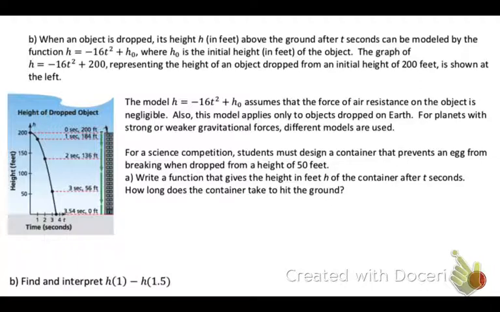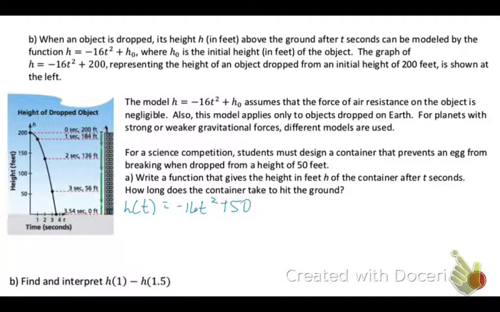So for a science competition, students must design a container that prevents an egg from breaking when dropped from a height of 50 feet. Have you ever done that? I've always wanted to try to do that. So let's write a function that gives the height in feet, h, of the container after so many seconds. All we have to do is just plug in 50 for that initial height in the equation that we were given. H of t equals negative 16 t squared plus 50.